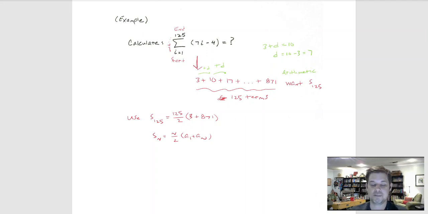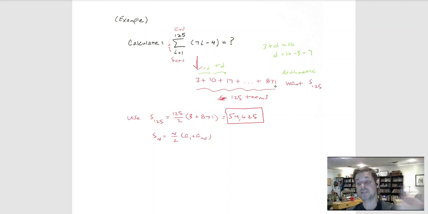All right, so let's see what this is. 125 over 2, and then times 874, it turns out. And that turns out to be 54,625. Okay, so 54,625 is what you get if you take 3 plus 10 plus 17 plus all the way up to plus 871. Okay, all right, so we got that one. Let's look at the next one.